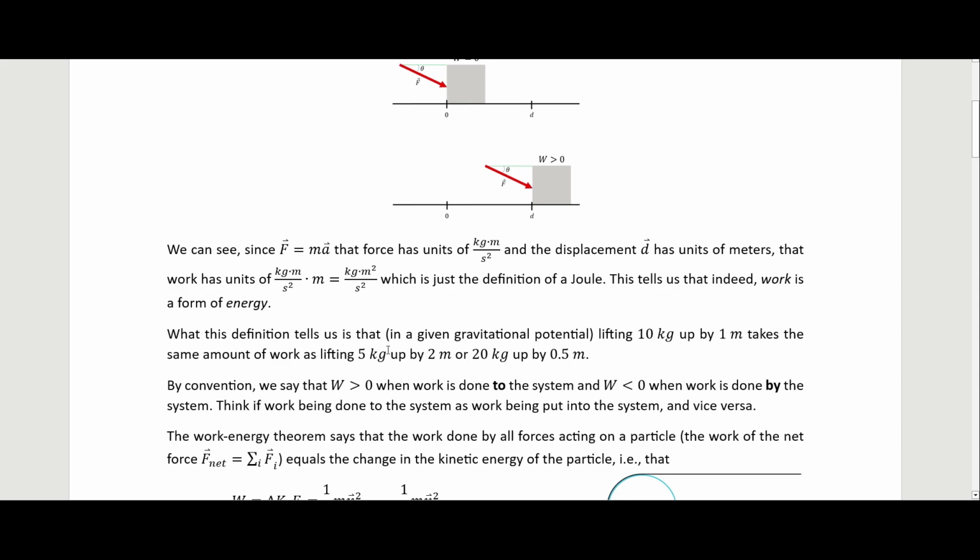What this definition tells us is that, in a given gravitational potential, lifting 10 kilograms by 1 meter takes the same amount of work as lifting 5 kilograms by 2 meters or 20 kilograms by 0.5 meters. So remember, we're just multiplying the force it takes to lift this amount of mass by the distance that we actually move it. And so 10 times 1 is equal to 5 times 2, which is equal to 20 times a half, and so on.